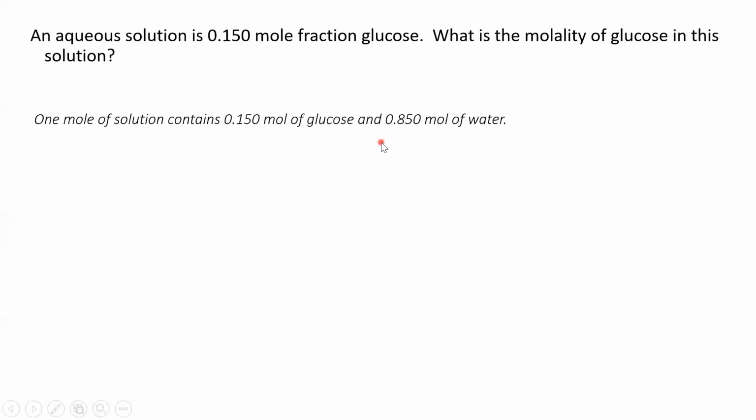Well, now that we know that, we can figure out the molality. So think about what molality is. Molality is moles of solute. Well, we have that right here. Over kilograms of solvent. Well, we don't have kilograms of solvent. We have moles of solvent. So we're going to have to take that 0.850 moles of water and convert it to grams and then convert it to kilograms. And then we can calculate our molality. So go ahead and do that. And when you have it, put it in your chat and we'll see how you did.